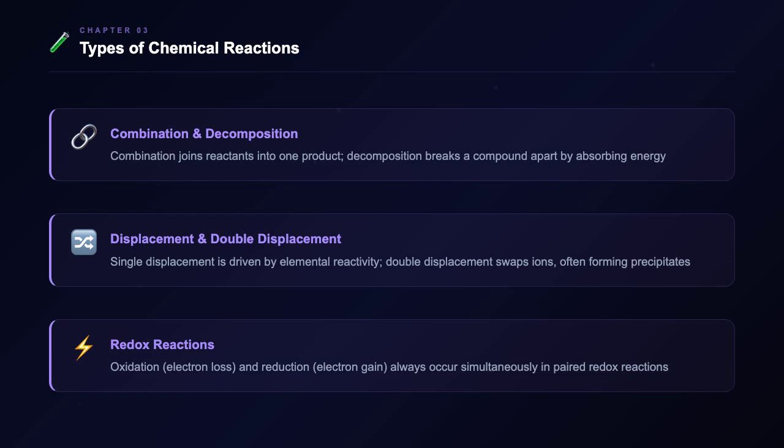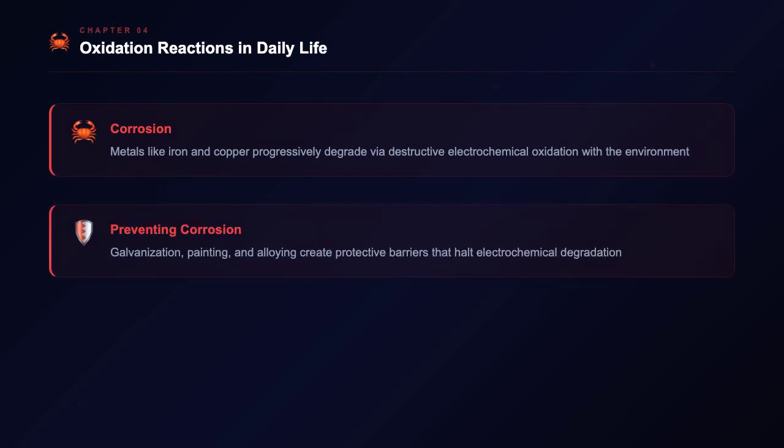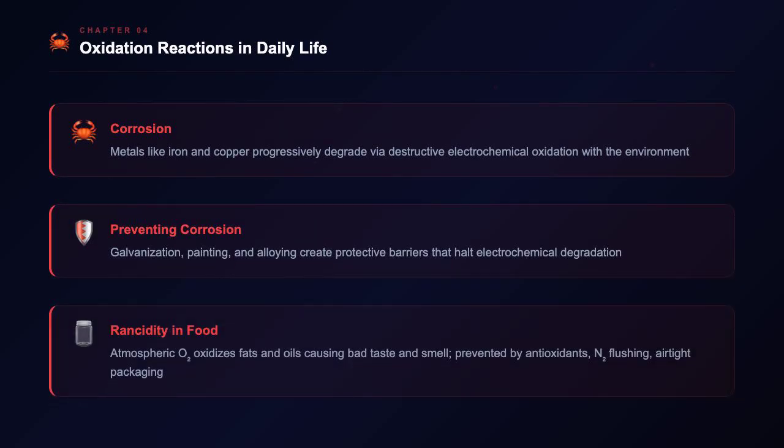Additionally, double displacement reactions exchange ions to frequently form precipitates, while redox reactions simultaneously transfer electrons through paired oxidation and reduction processes. Corrosion and rancidity are 2 damaging oxidation processes commonly encountered in everyday life.